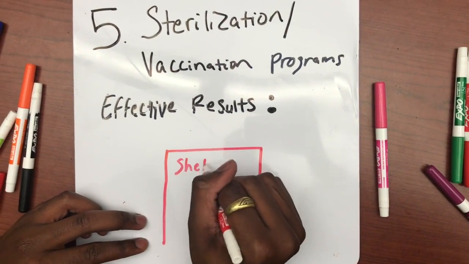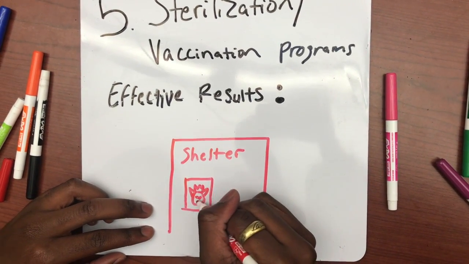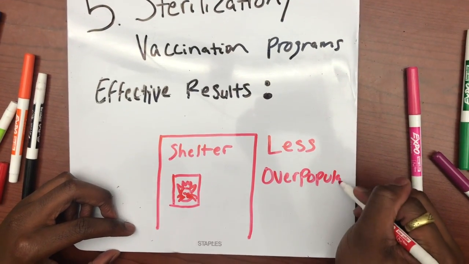Finally, the last positive effect from this program is that community resources such as shelters will be less populated. This also lowers the need to euthanize to create more room for animals.